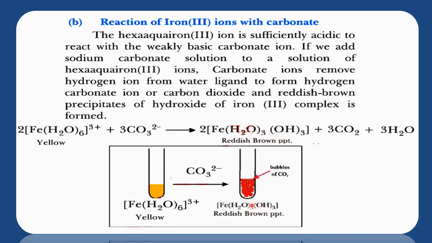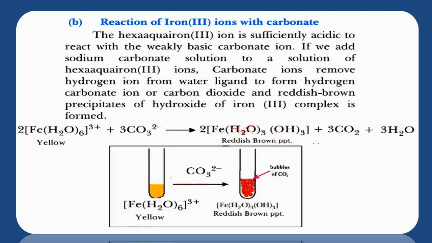Now students, along with it, we are going to obtain carbon dioxide. You can see in this test tube that the carbon dioxide molecules are bubbling out. The bubbles of carbon dioxide are going to escape from this test tube. Along with it, we are going to obtain 3 water molecules. Now students, you have noticed the difference in the chemical reaction of iron 2 ions, which was forming FeCO3. But with iron 3 ions, we are getting a reddish brown complex.